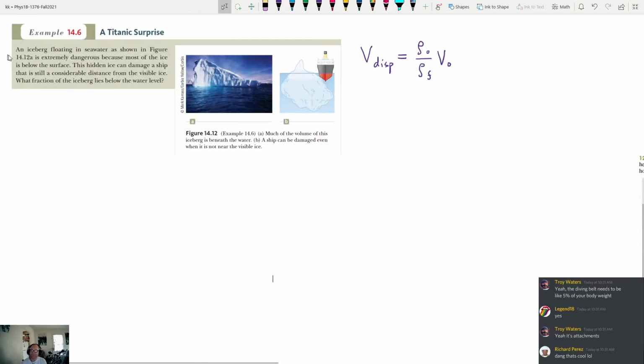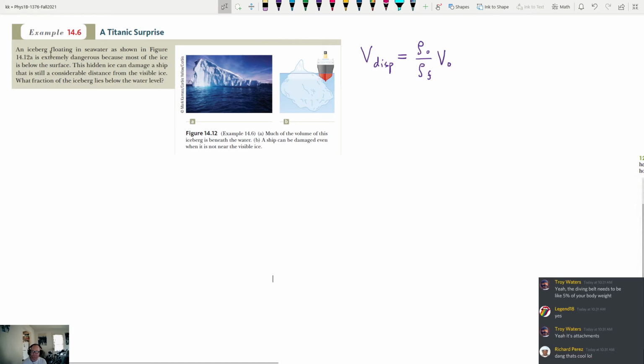All right, so it says an iceberg floating in seawater, as shown in this figure, is extremely dangerous because most of the ice is below the surface. So here's a picture over here where it's an iceberg, and it doesn't look super large in this picture, even though I suspect that's still a pretty big iceberg. Looks like a mountain coming out of the water. And here's a side animation or cartoon of it, which shows that a significant portion of the iceberg is actually beneath the surface.